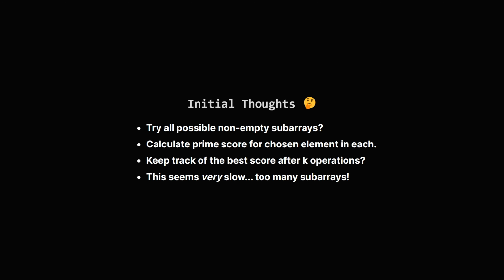So the first idea might be, okay, let's list every possible continuous chunk of the numbers. For each chunk, find the special number based on the prime score rule, then somehow figure out the best sequence of chunk choices. But wow, the number of chunks can be huge, like n squared where n is the length of the list. And then we have to pick k of them? That sounds way too slow for a typical programming contest limit. We probably need a smarter approach.